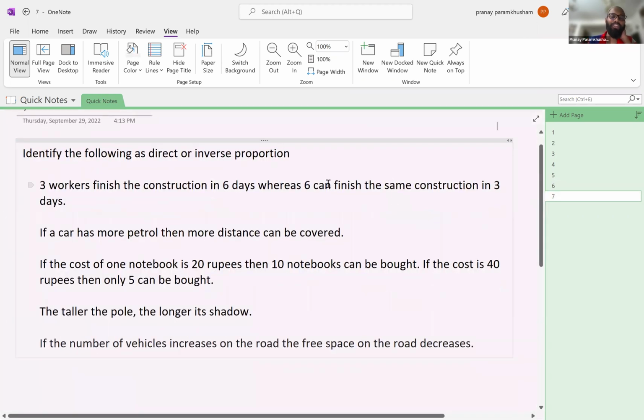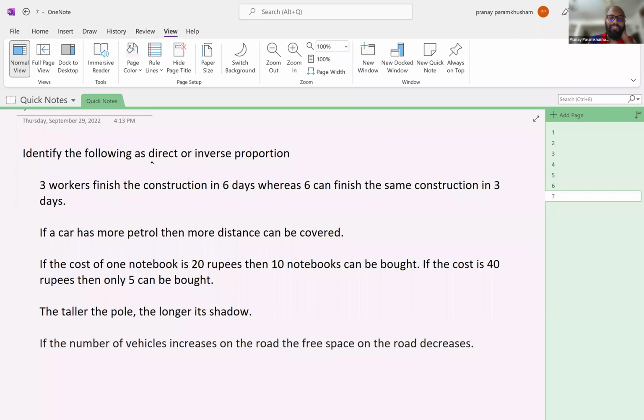Okay, so now you need to figure out which one is direct proportion and which one is, oh, it's not indirect, it's inverse. I'm really sorry, Gautam. It's inverse proportion. Who is direct and who is inverse? All right, 3 workers finish the construction in 6 days, whereas 6 workers can finish the same construction in 3 days. So the first one is inverse.